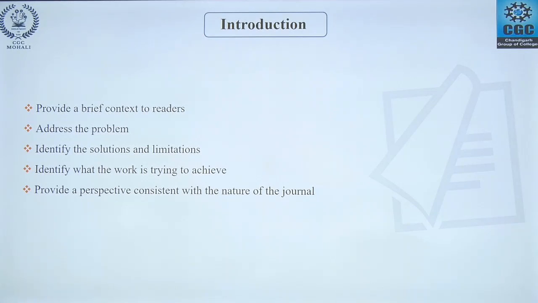However, take care not to make citations to irrelevant references, including your own. All right, so make sure you clearly address the following. What is the problem you are ultimately trying to solve? What are we actually contributing to society? Identify the solutions and the limitations. Or are there any solutions? And if so, what is the best solution and what are the limitations? What is your work trying to achieve? Provide a perspective that is consistent with the journal where you are submitting.